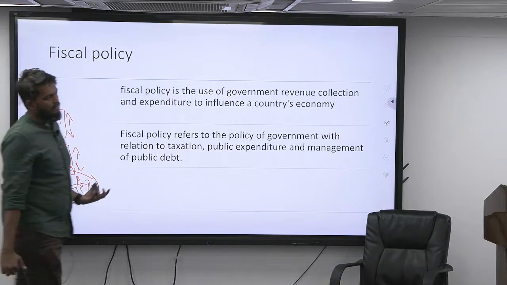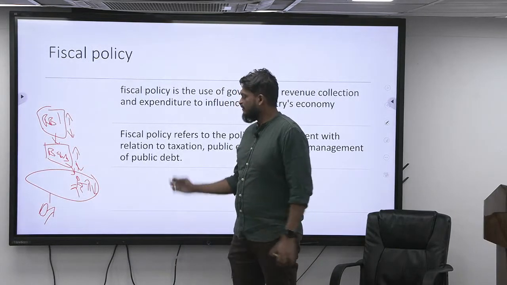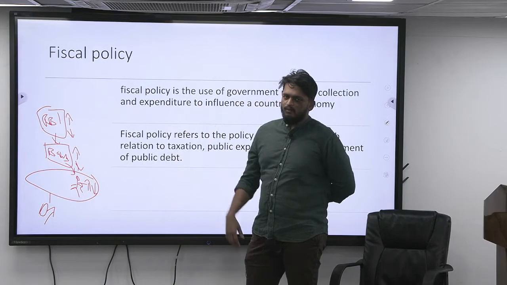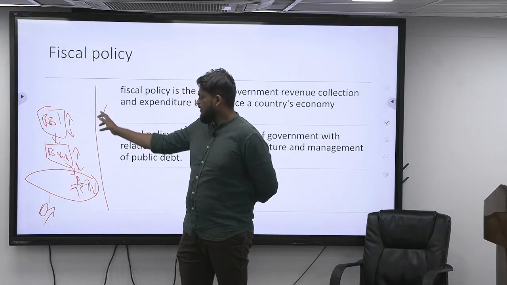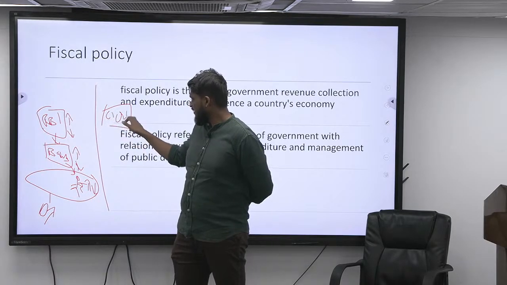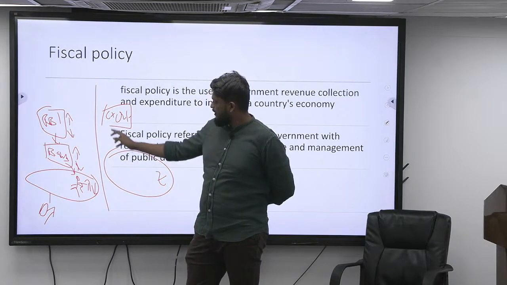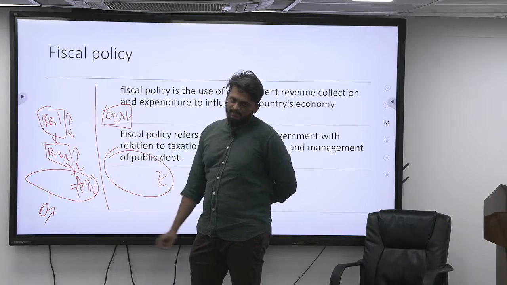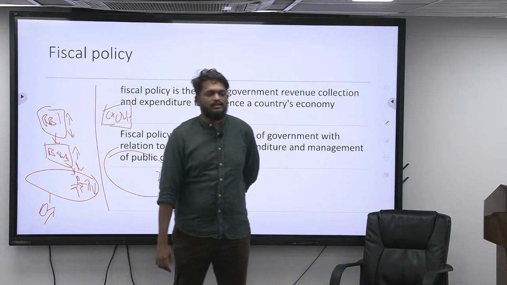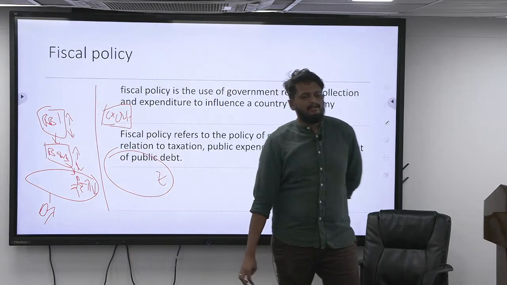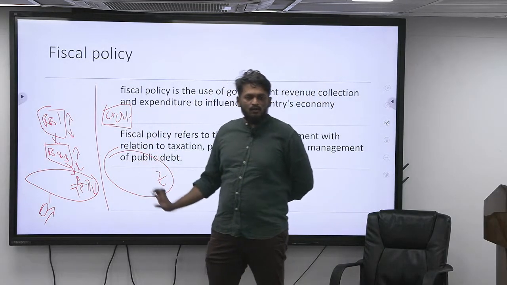And here in fiscal policy, what the government will try to do is also the same. That means the government will try to control the economy, that is, the money supply in the economy. If the government has to increase the money supply in the economy, RBI, as we have already seen, will control the interest rate. By controlling interest rates it can control the money supply. But how does the government control money supply?